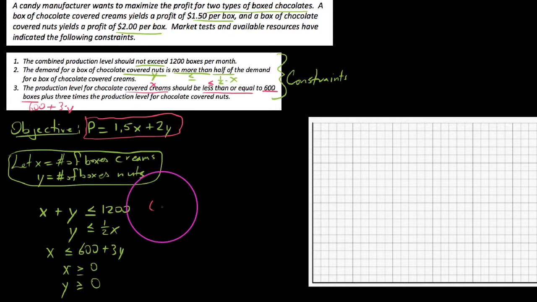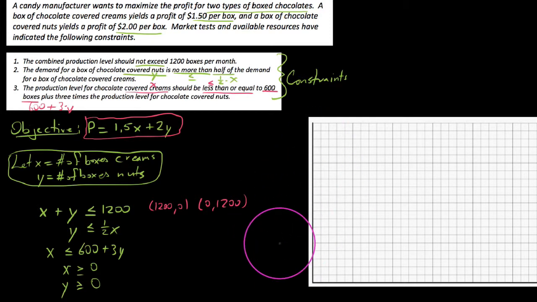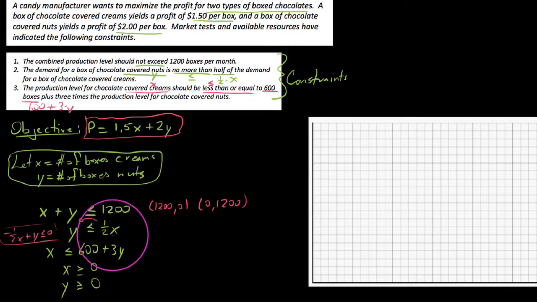This here, if we were to graph it, has intercepts at 1200, comma 0 and 0 comma 1200. So we're going to have to be creative with our scale here. This one down here, if we were to bring the x back over to this side, it would be negative 1/2 x plus y is less than or equal to 0. But it would have an x-intercept of 0, y-intercept of 0. We actually can't get away with using intercepts on this one. We have to say it has a y-intercept of 0 and a slope of 1/2. So we're going to leave this in slope-intercept form.